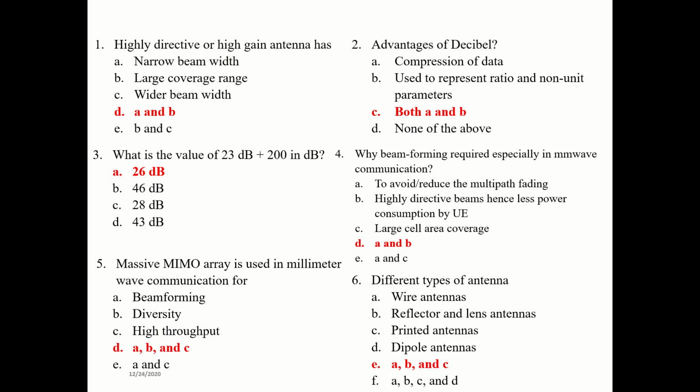The last question is about different types of antennas. The answer is, as we mentioned, wire antennas, reflector and lens antennas, printed antennas, and so on. Dipole antennas will not come, because a dipole is a wire antenna.